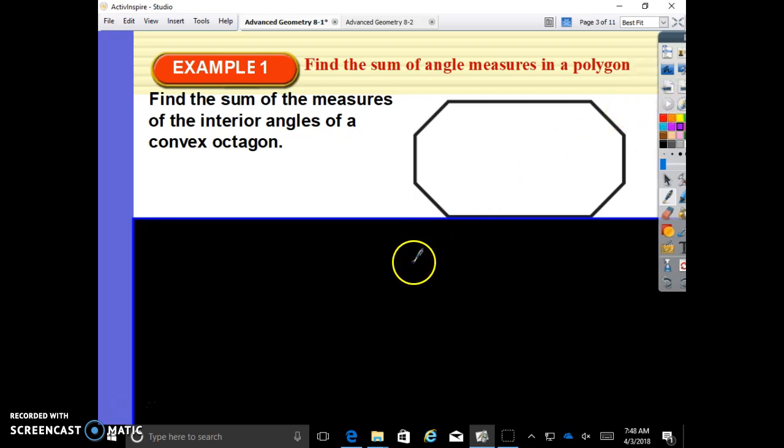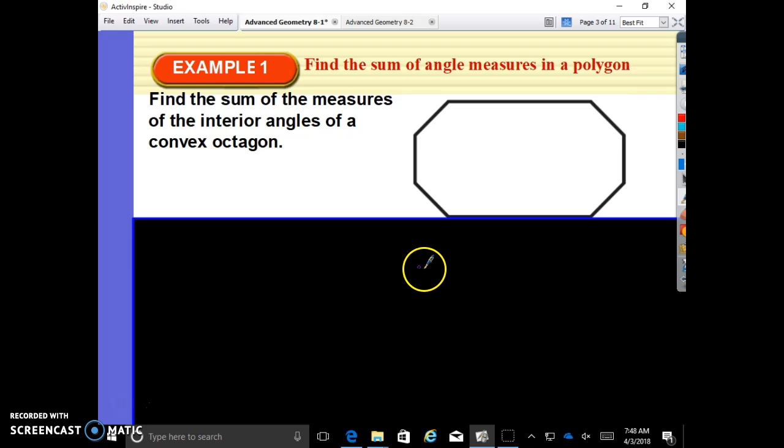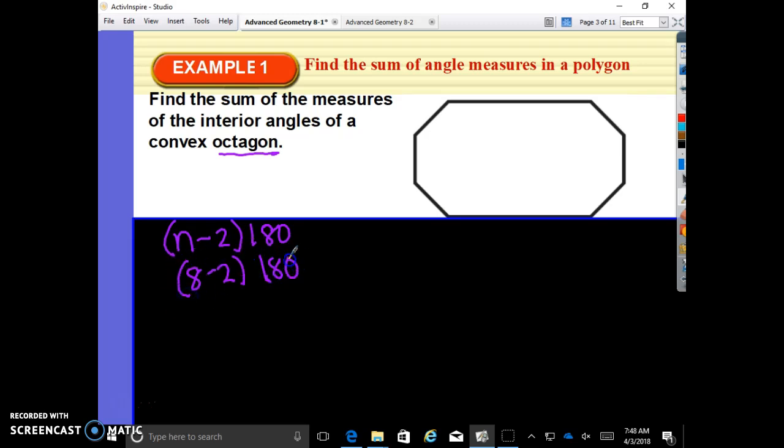Find the sum of the measures of the interior angles of a convex octagon. So if you think back to middle school, on your middle school reference sheet, you learned that the sum of interior angles of a polygon is n minus 2 times 180, where n is the number of sides. So this is an octagon. Octagons have how many sides? 8. So 8 minus 2 times 180. 8 minus 2 is 6, and 6 times 180 is 1080.